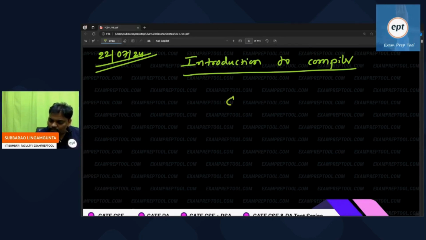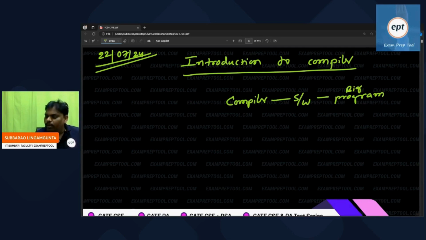Compiler is a software. When you say software, it is a program. And one more thing is, it's not only a program, it's a very big program. So there are so many functions.